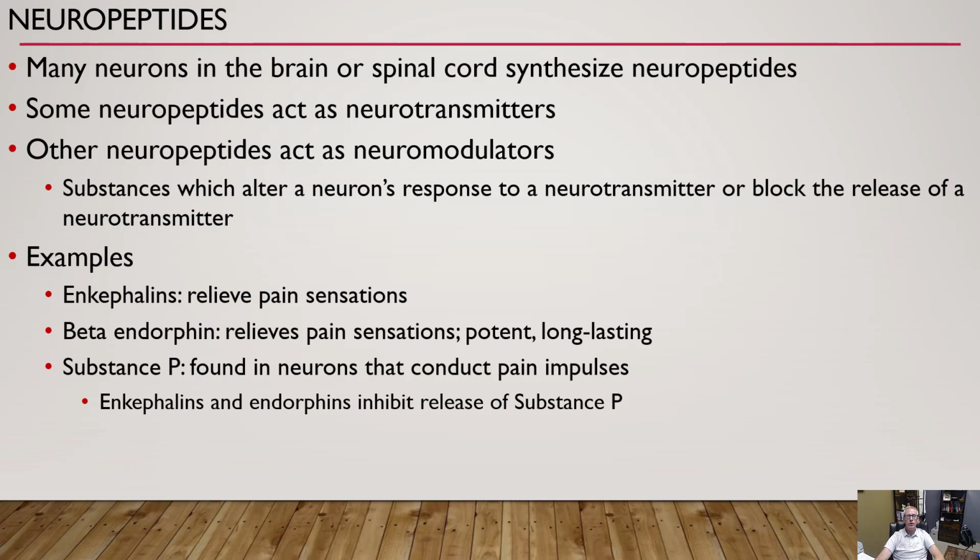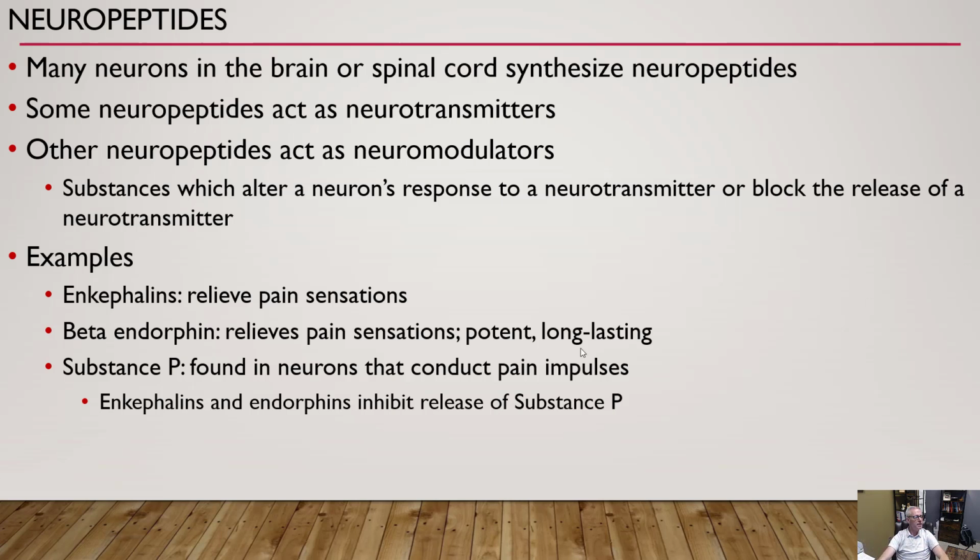All right, neuropeptides. Neuropeptides are usually synthesized in the brain or spinal cord. Some neuropeptides can act as neurotransmitters, and others act as neuromodulators. Neuromodulators basically alter a neuron's response to a neurotransmitter, or they can block the release of a neurotransmitter.